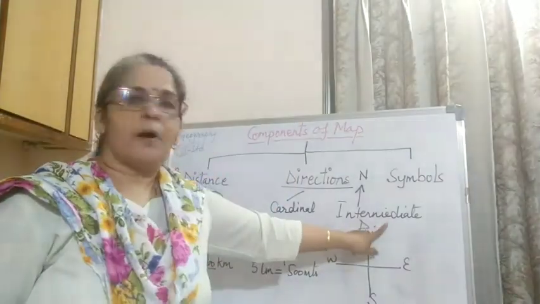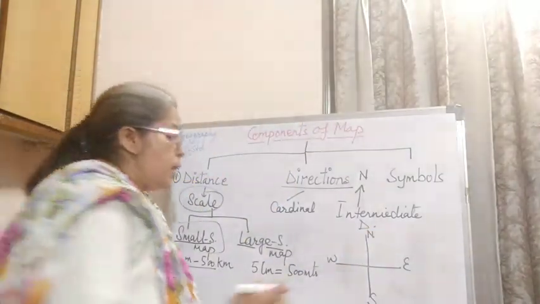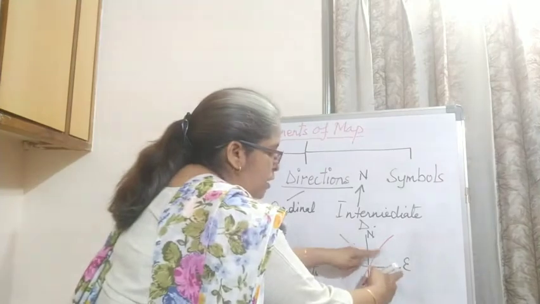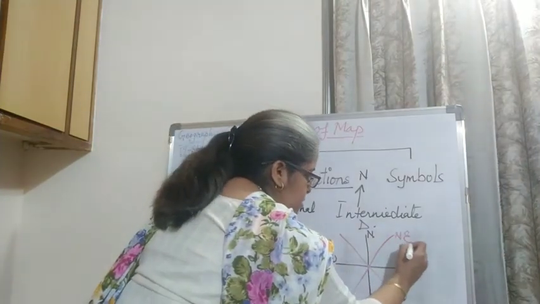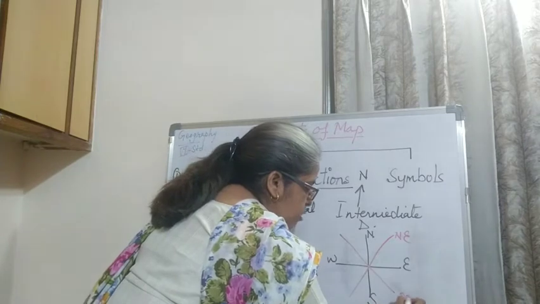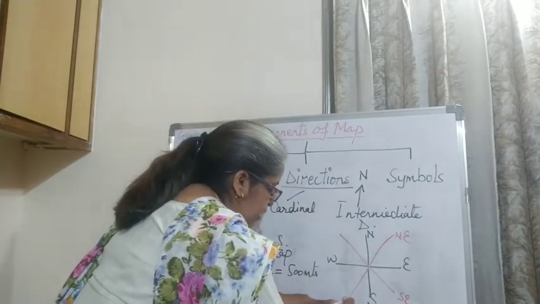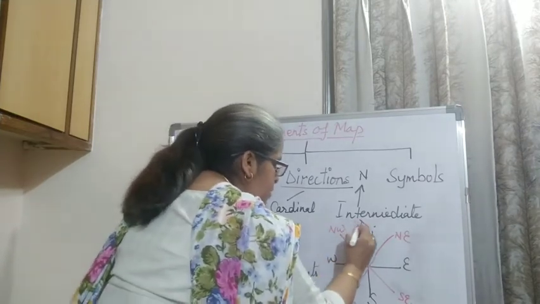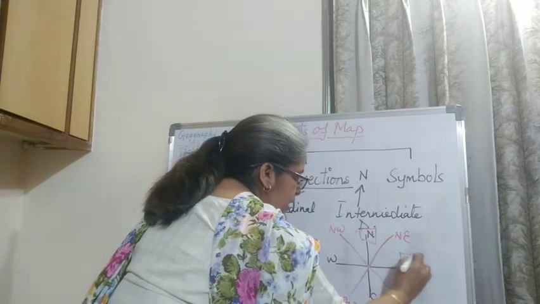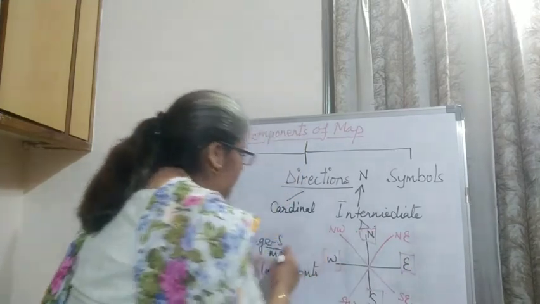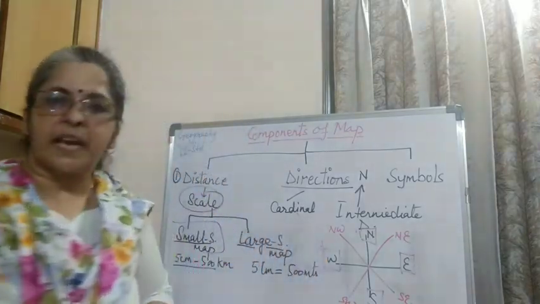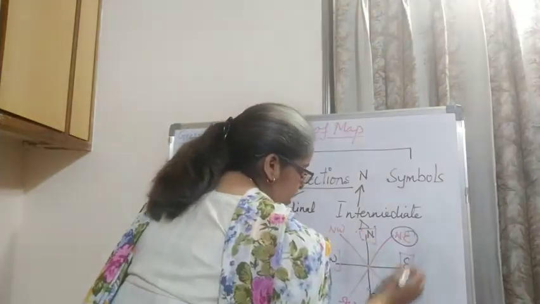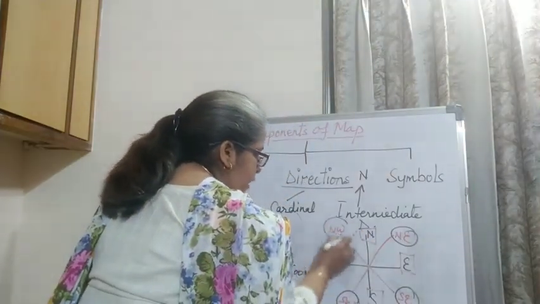Now, intermediate directions means sub-directions. See the red line. Between north and east we have northeast. South and east, southeast. Then west and south, southwest. And here we have northwest. North, east, south and west are the cardinal directions, the main four directions, and the sub-directions are northeast, southeast, southwest and northwest.